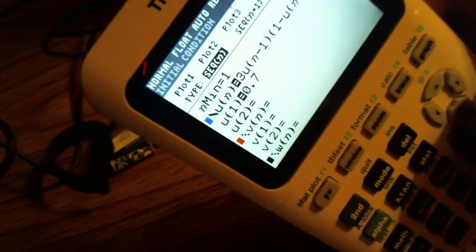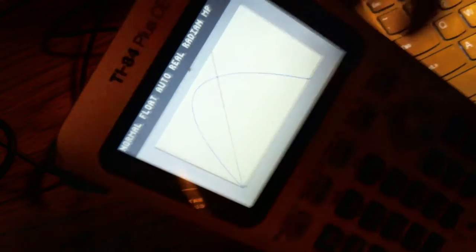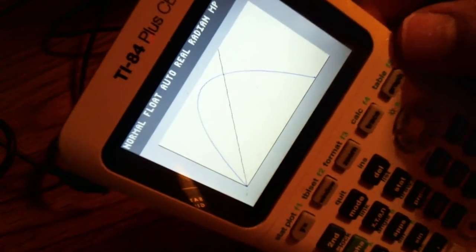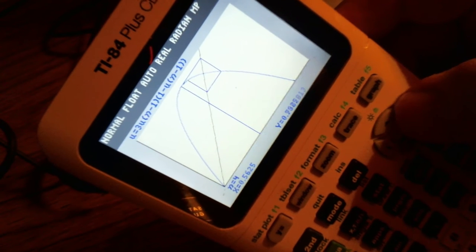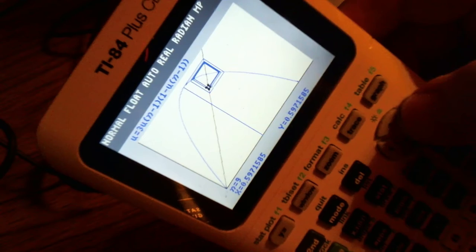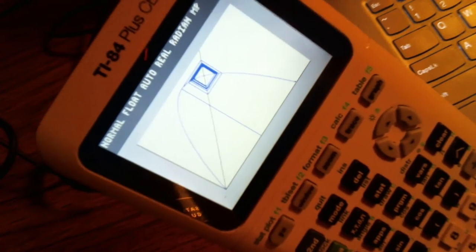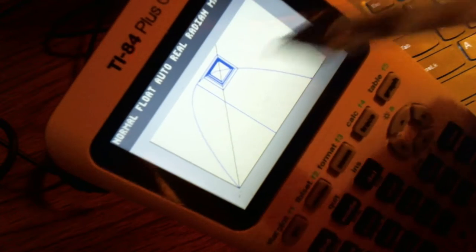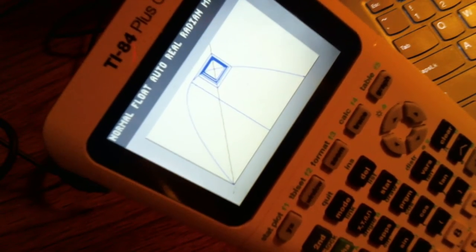What if I start with, say, 0.5? And I hit graph. Can you see it okay? All right. There's a little bit of glare on my calculator screen there. All right, I'm hitting trace. I go up. And this is not making a loop. It's kind of zooming in on that center point. This is called a spiral. My values are spiraling in on this value, and that value happens to be 2/3.